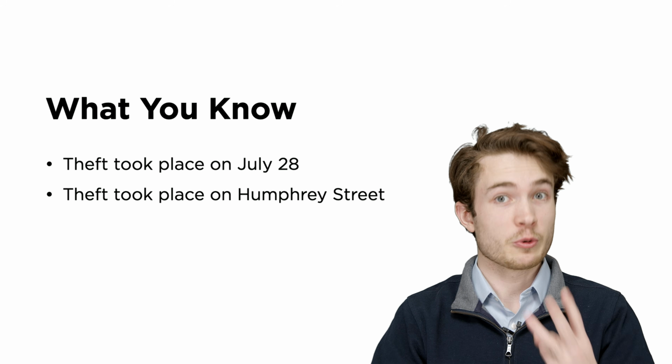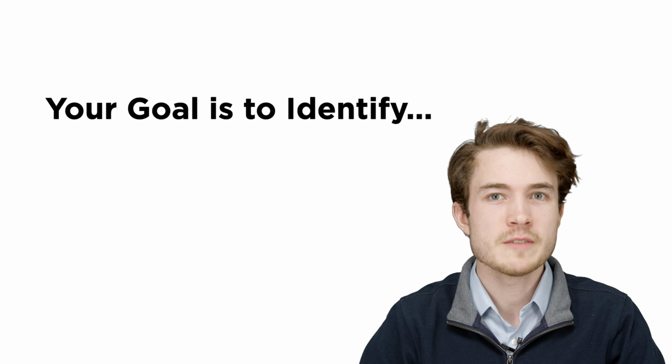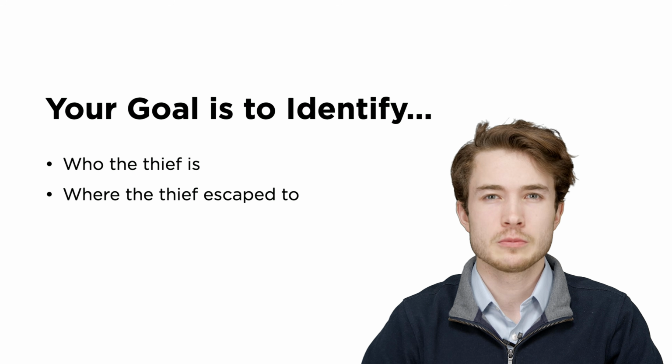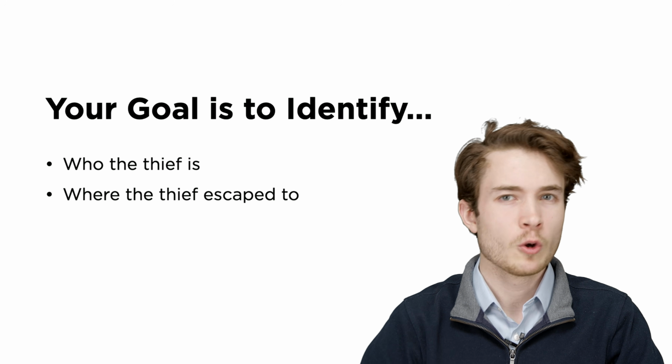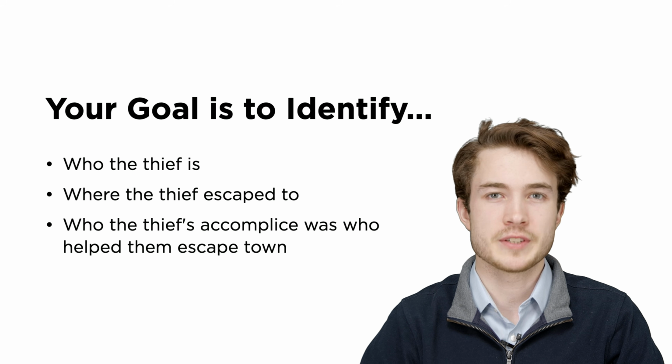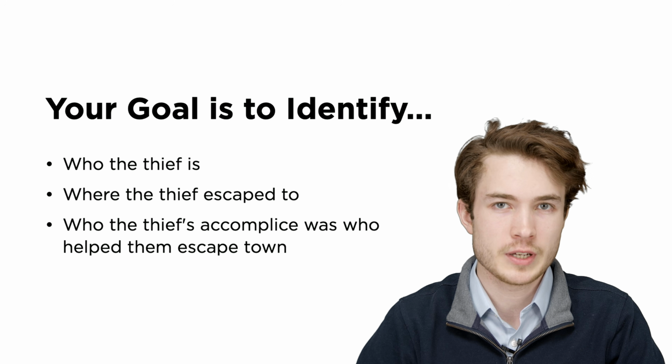Now, your job is to figure out three things. First, who the thief is, who stole the duck. Second, where the thief escaped to. You think that they probably left Fiftyville, but where did they go? And third, you'll figure out who the thief's accomplice is, that is, who helped them steal the duck.